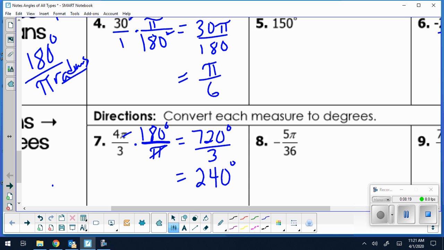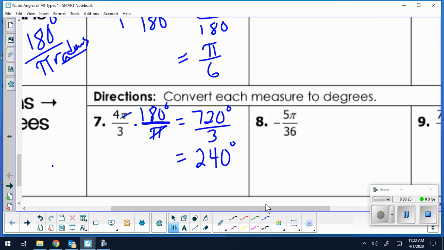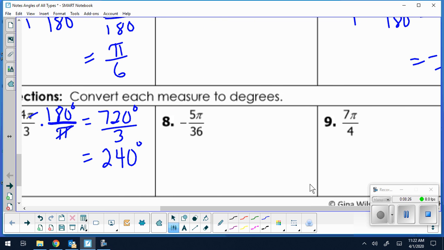So that's going radians to degrees. Now, let's go ahead and do number 8, just so we can see that this negative here doesn't change anything. I still just want the pi's to cancel. So I'm going to put the pi in the denominator, which means I need 180 degrees in the numerator. Again, that fraction's equal to 1. That's why this is legal. Canceling out the pi and then doing our math.